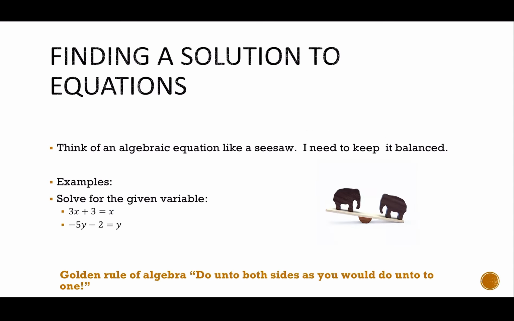But it's important to keep in mind when solving equations, we need to keep things balanced. I like to think of it like a seesaw or a scale, right? When I state that two things are equal, if I do something to one side, I need to do it to the other. So the golden rule of algebra is this: do unto both sides as you would do unto one.